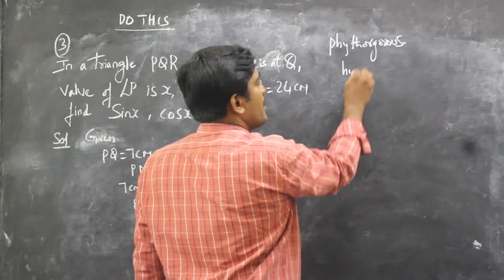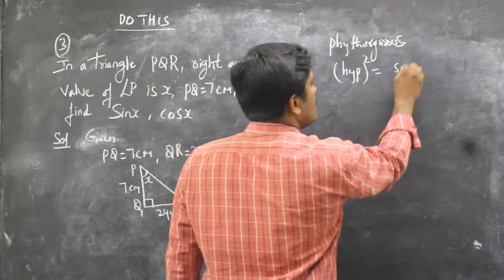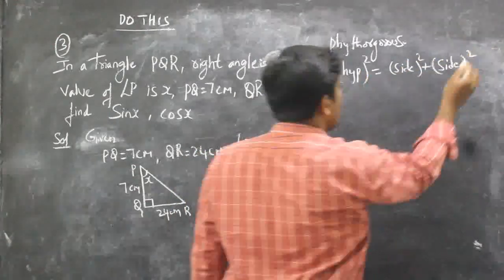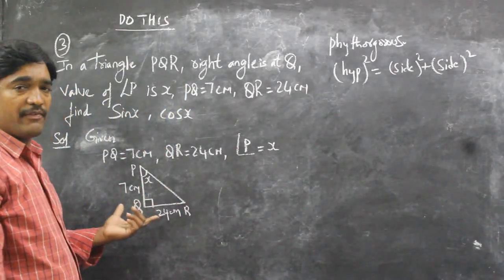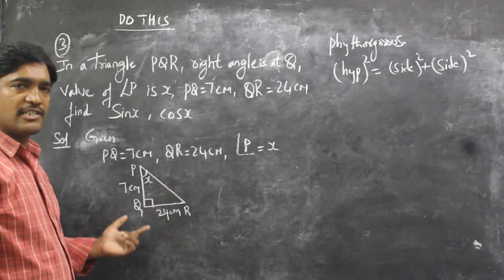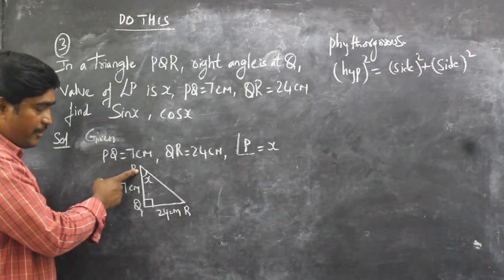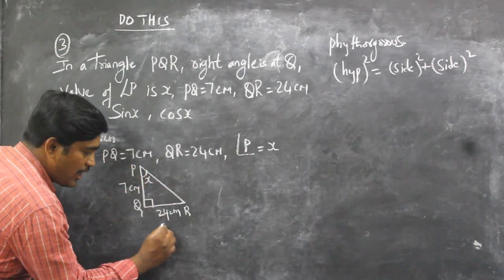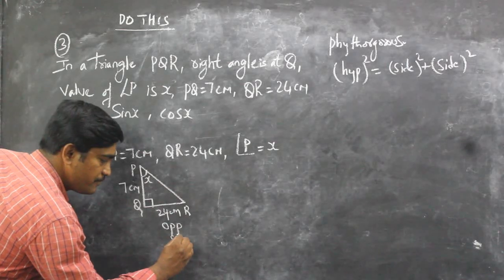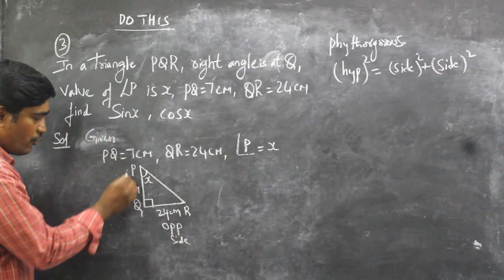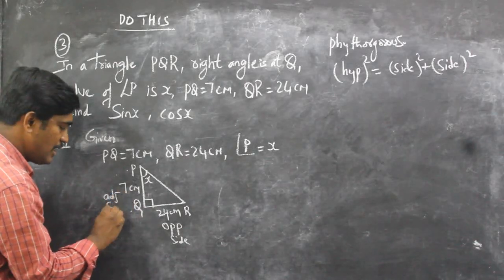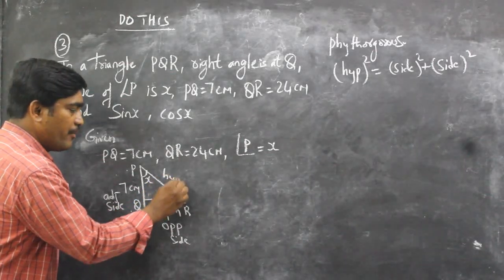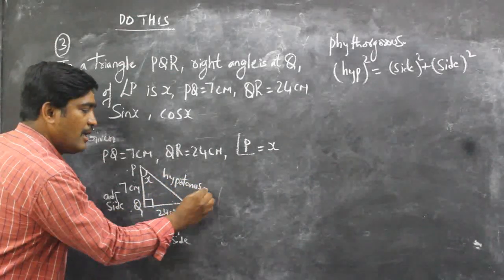What is the Pythagoras law? Hypotenuse square is equal to side square plus side square. Now what is the hypotenuse? How can we find this hypotenuse? I explained it in the previous problem, just look at this once again. Since the angle is at P, from this point QR becomes the opposite side, and PQ becomes the adjacent side. As we all know, the longest side is called the hypotenuse. This PR is the hypotenuse.